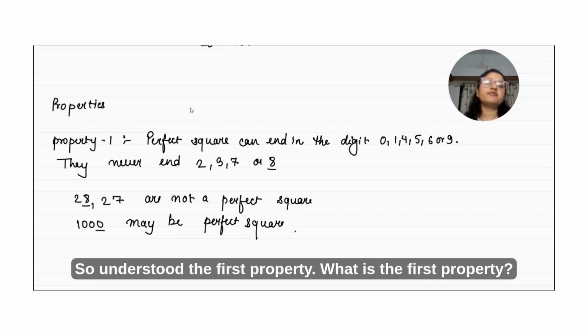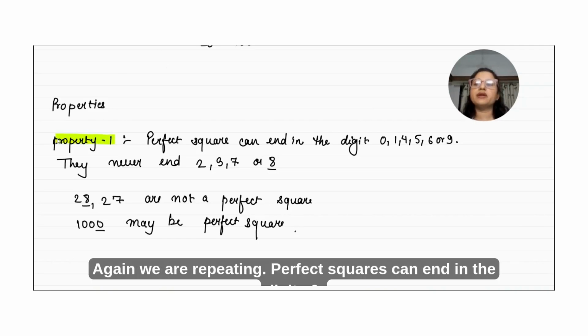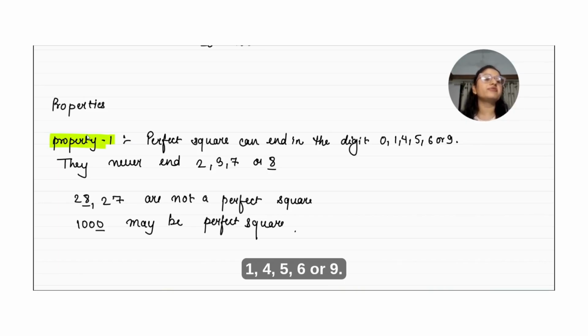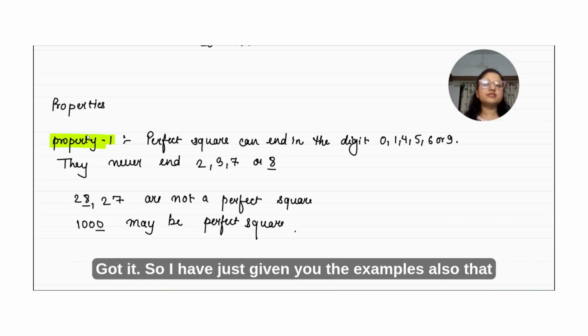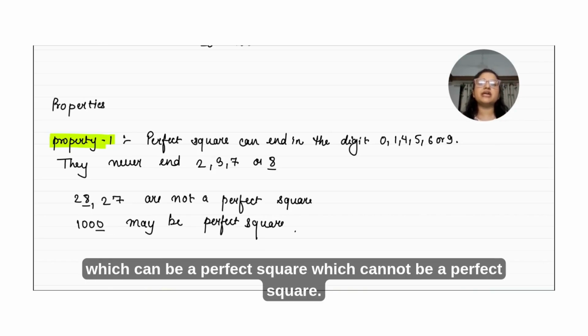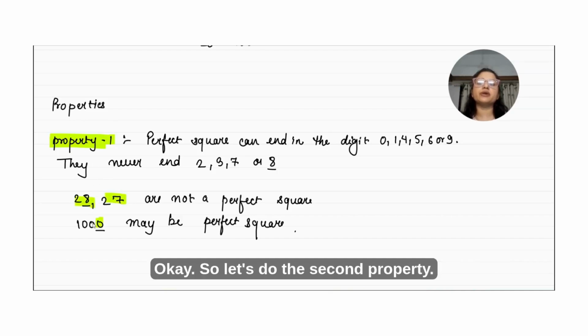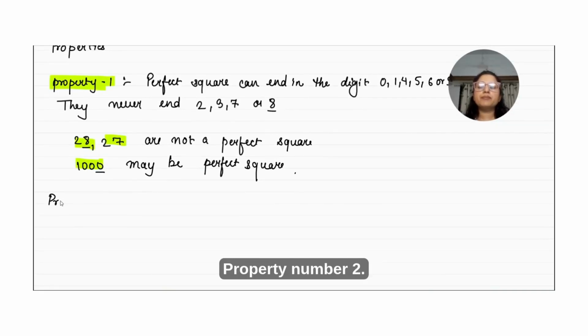So, understood the first property? Again, we are repeating: perfect squares can end in the digits 0, 1, 4, 5, 6 or 9, and they never end with 2, 3, 7 or 8. I have just given you the examples also of which can be a perfect square and which cannot be a perfect square. So let's do the second property, property number 2.